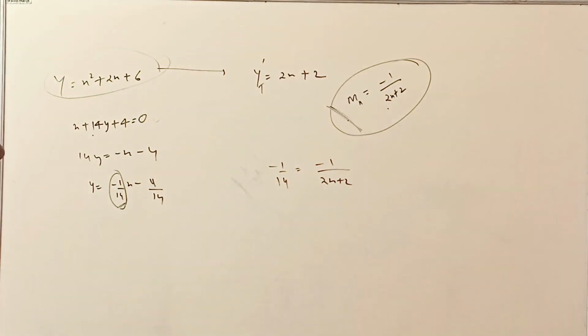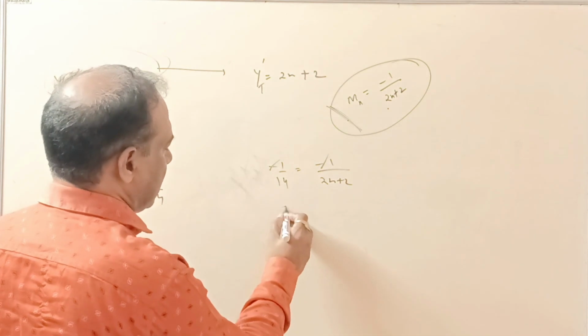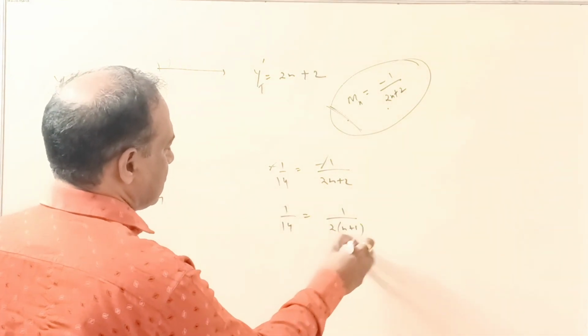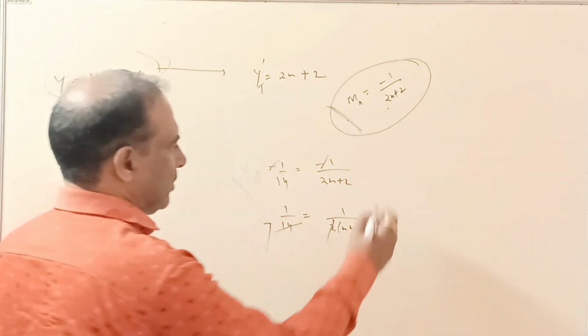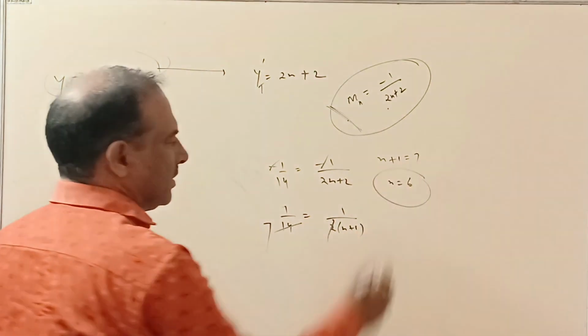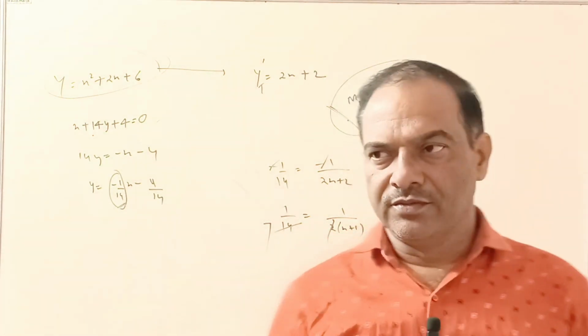Then minus and minus will cancel out each other, and furthermore I can write 1/14 = 1/(2(x + 1)). This 2 will cancel out with 14, and 7 comes here. Now it will give you x + 1 = 7, and x = 6. Okay, understand the question? Very good.